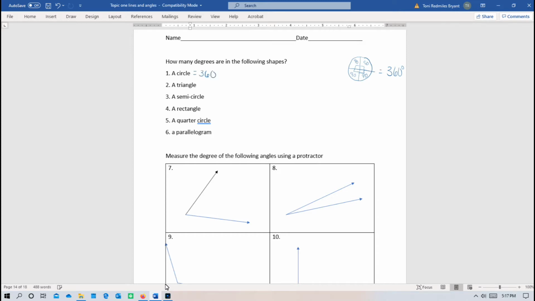So I'm just going to go through and do all of the circle ones since we have this going on right now. So a semicircle, I'm going to do that one, and I'm going to do a quarter circle. A semicircle means half of the circle. So it would just be the top half of my circle above, which can only make two 90 degrees, which means that a semicircle is 180 degrees.